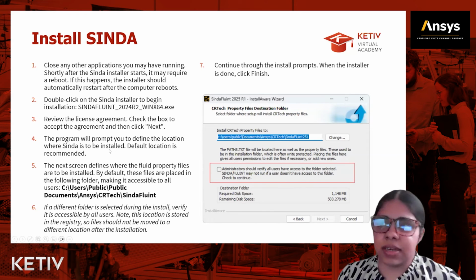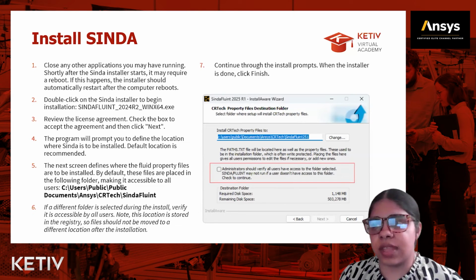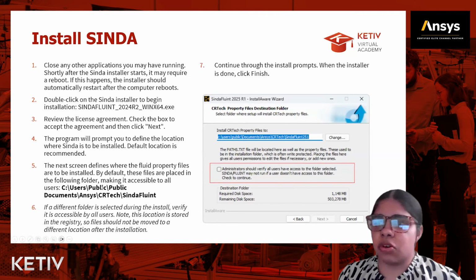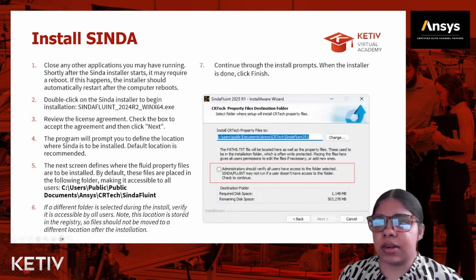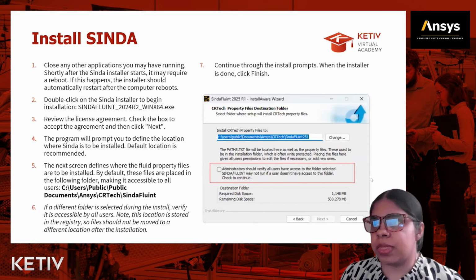The always recommended location is the default location. So if you want to go ahead and change the location of the fluid property files, make sure that whichever location you're entering is accessible to all users. So typically I would recommend not changing this because it can be a little tricky to make sure that all users have access to it. If you go ahead with the default location, then you don't need to do anything. Just keep hitting the next prompt until the installation is finished.